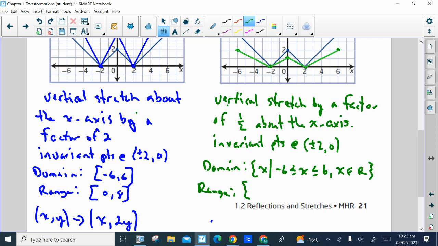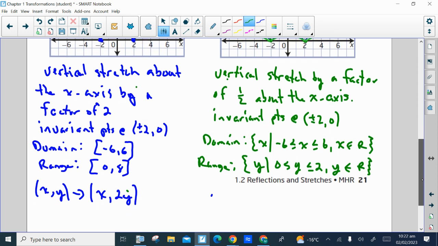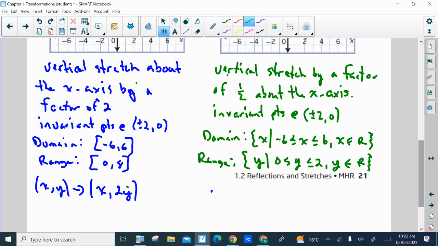Our range did change because, again, it was a vertical transformation. So it's all values of y between 0 and 2. So y is greater than or equal to 0, less than or equal to 2. And again, y belongs to the set of reals. Our mapping notation. In this case, we're vertically stretching by a factor of 1/2. All the y values are multiplied by 1/2.